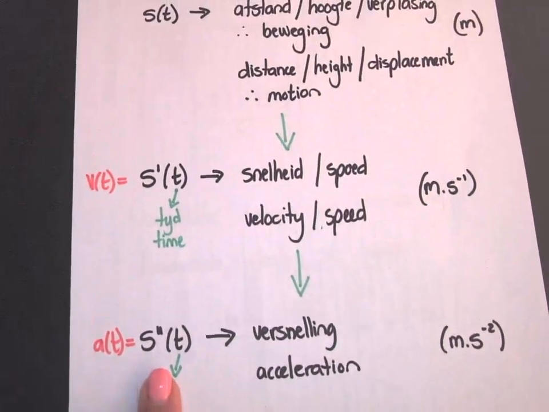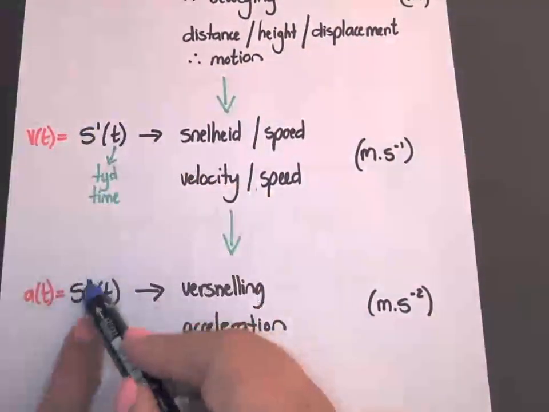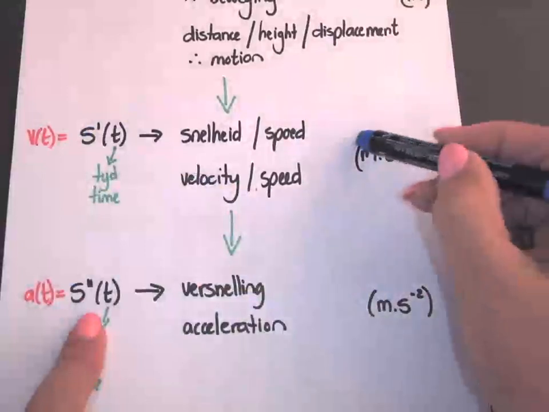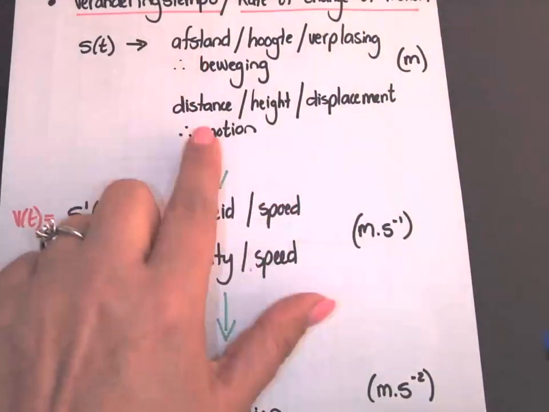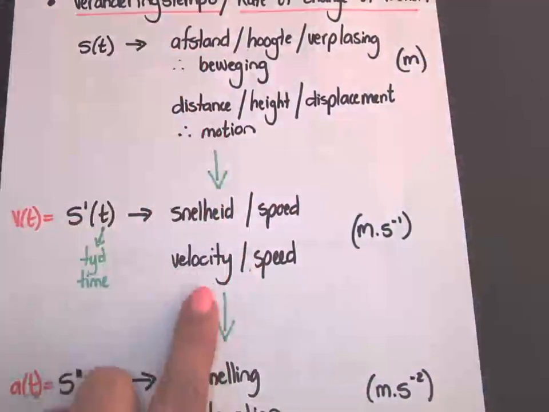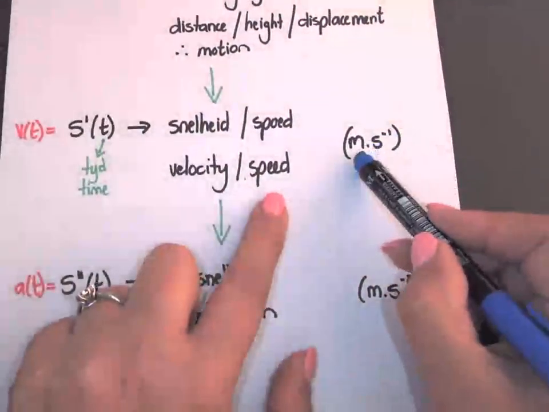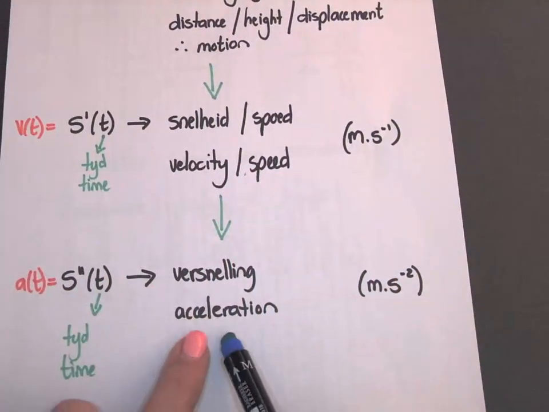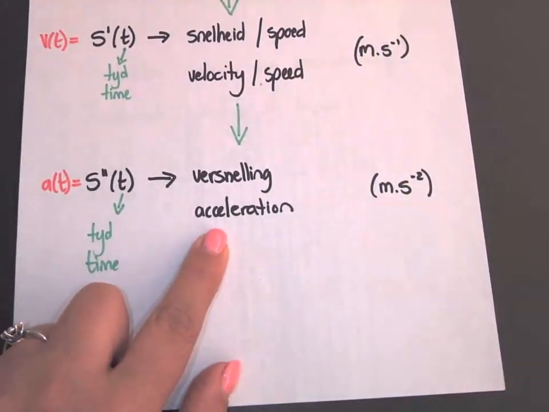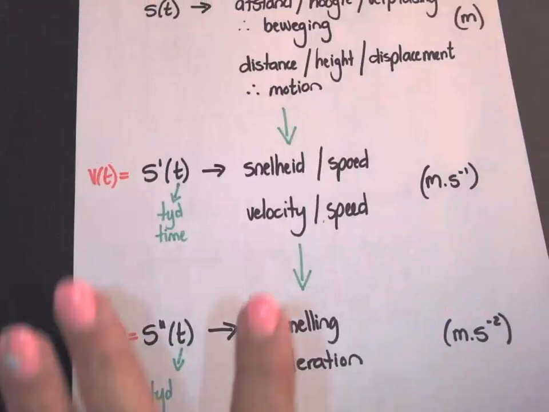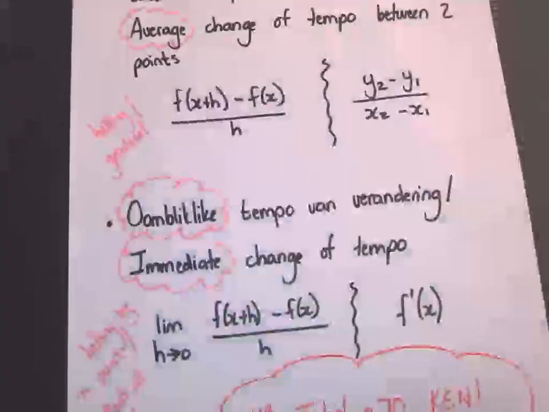Okay. And remember, when you have to calculate this, don't forget the units. Distance is meters. Velocity or speed is meters per second. Acceleration is meters per second squared. Okay. These are all in your notes.